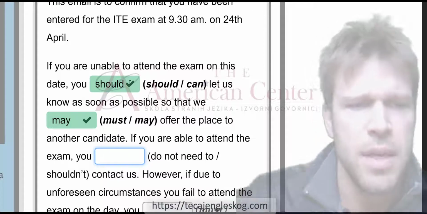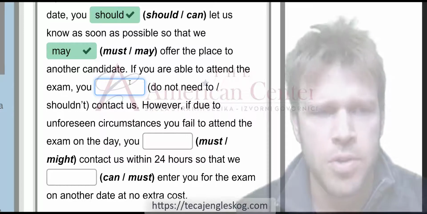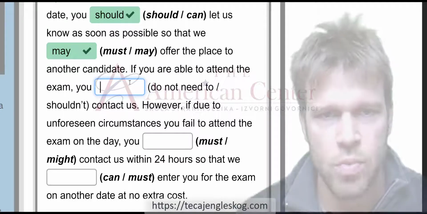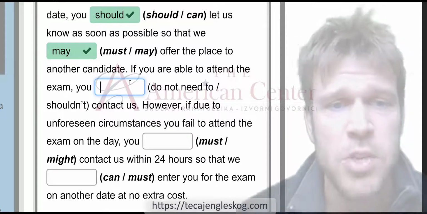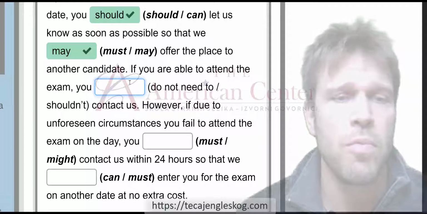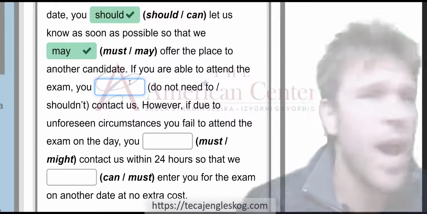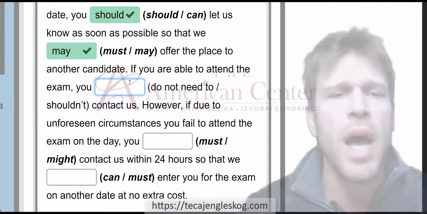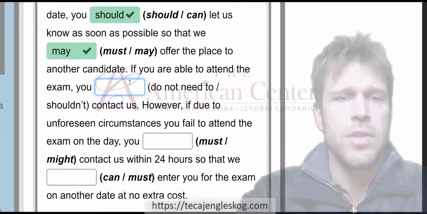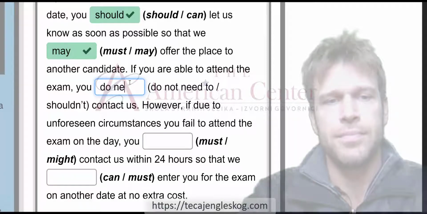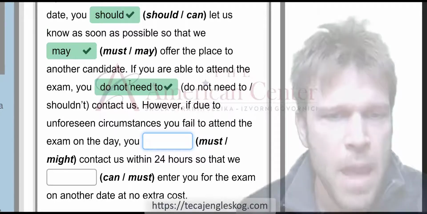If you are unable to attend the exam, okay, choice number one, you do not need to or you shouldn't contact us. Well, I would not say shouldn't because we wouldn't give advice like this. So if you're not able to attend the exam, you don't need to contact us. Oops, do not need to, okay?